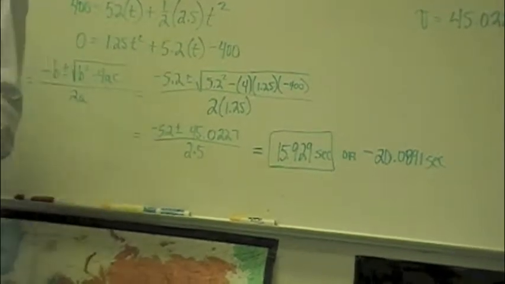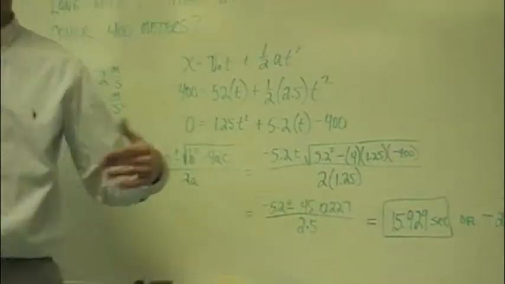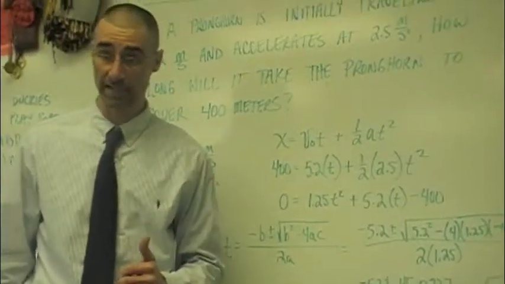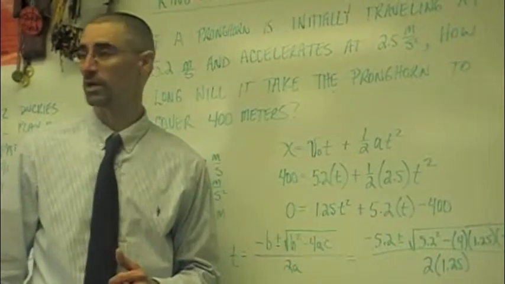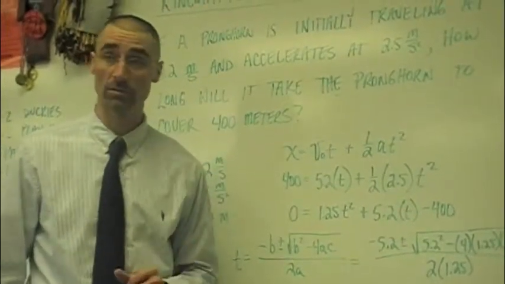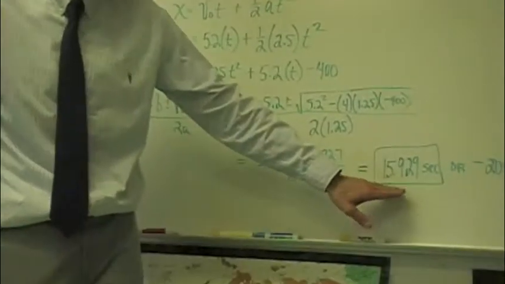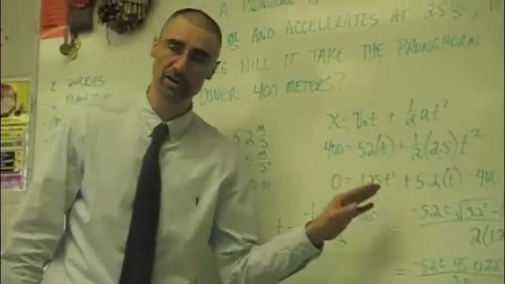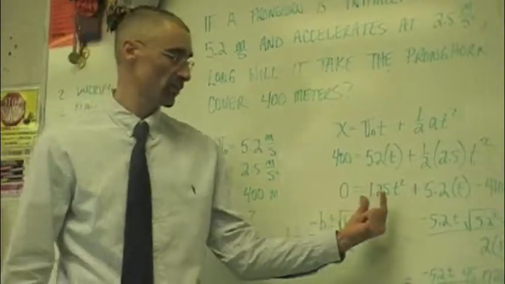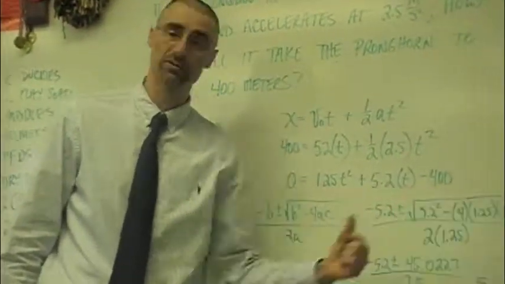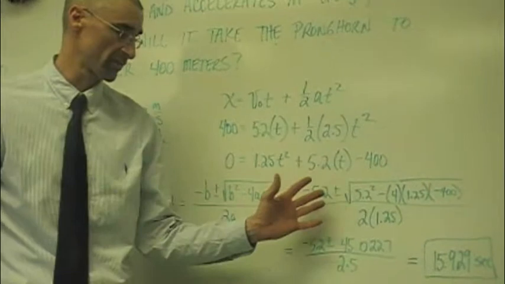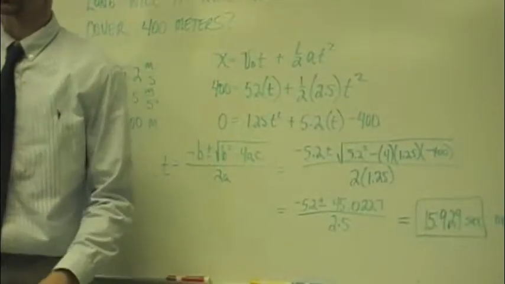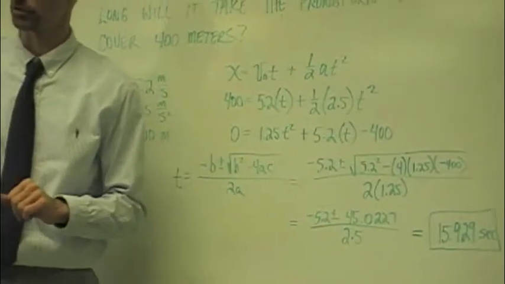Now, the pronghorn is probably not going to cover the next 400 meters in negative 20 seconds. So which one is the more realistic answer? This one here, right? Now, if you have the quadratic formula programmed into your calculator, it makes this easy. You plug in that for your A, that for your B, that for your C. You understand how the quadratic formula works. You come up with the answer without having to do a whole bunch of calculations.